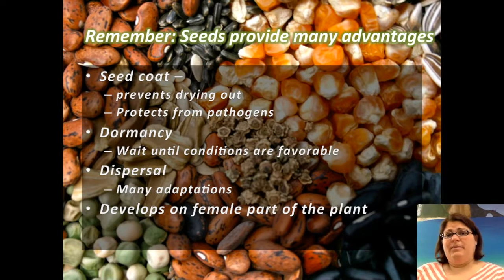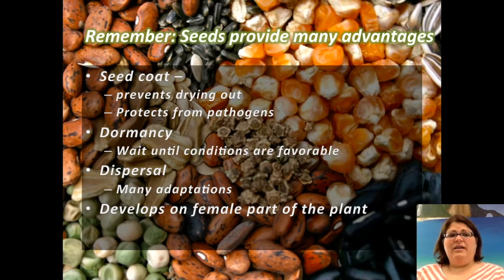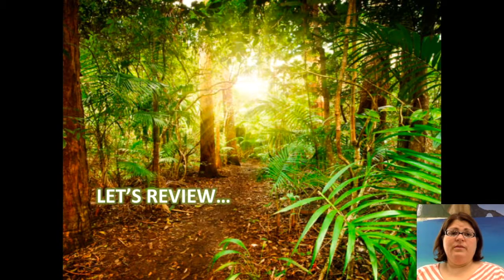Developing on the female is also an adaptation that allows the female, in a way, to protect the plant and ensures more complex development. And then lastly, but certainly not least importantly, you probably know that a lot of animals, including humans, eat seeds because they're very nutritious. The reason why they're very nutritious is because the seed packs in food for the embryo. So the embryo has some energy stores to use while it's in dormancy and while it's first starting to grow until it's able to make its own food. Let's take a few moments and review.